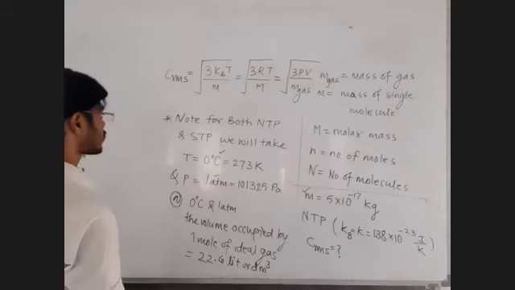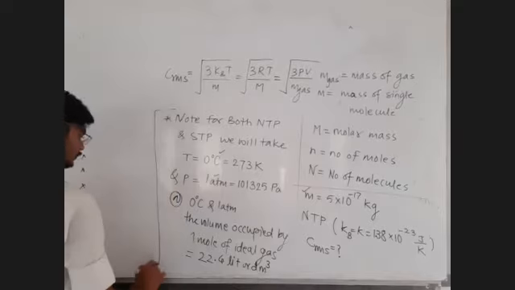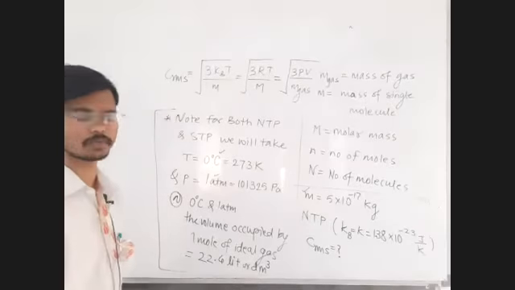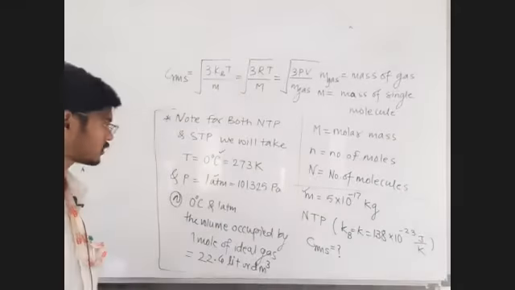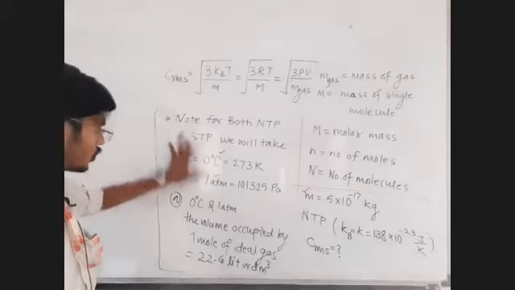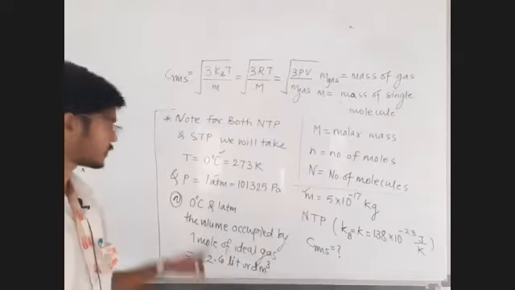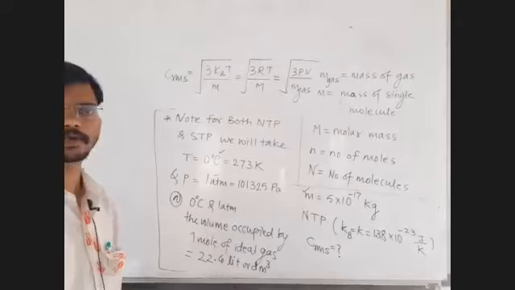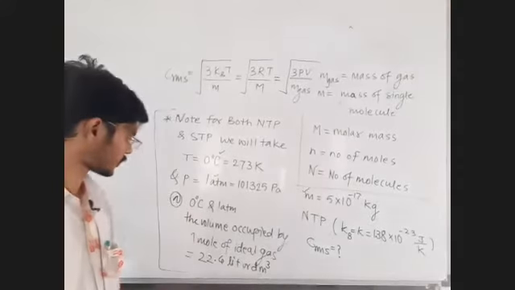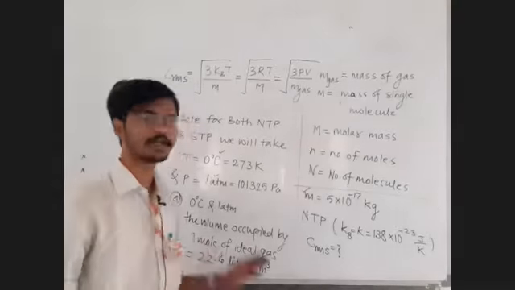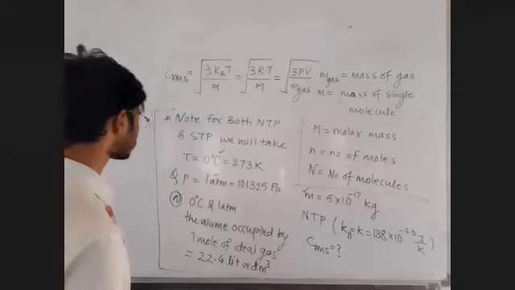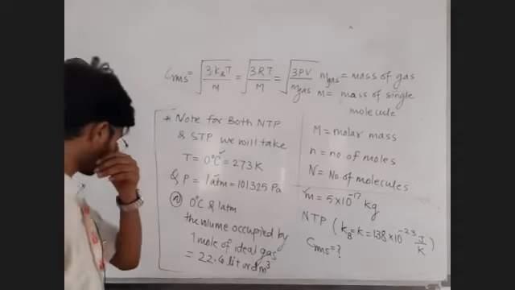Everyone in the chat box, tell me, is this note clear to all of you? We'll solve the question. That is an easy question. But for the time being, you should know that the volume occupied is 22.4 at this pressure and this temperature. For other temperatures and pressures, the volume occupied by 1 mole will be different. Okay. Fine, sir. This note is clear to us.